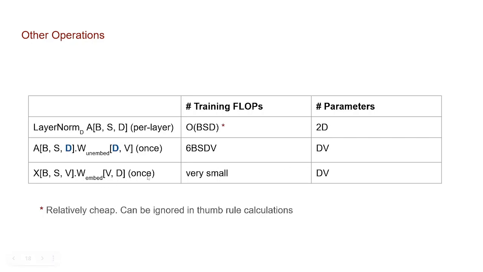For the embedding matrix, again this happens once at the start of the transformer, and in the forward pass, we basically don't do any flops because it just involves a memory lookup. And in the backward pass, we also do a small number of flops with what is called the scatter add operation. Overall, the number of training flops is very small, so we can ignore the flops for embedding. And it has the same number of parameters as the embedding matrix.